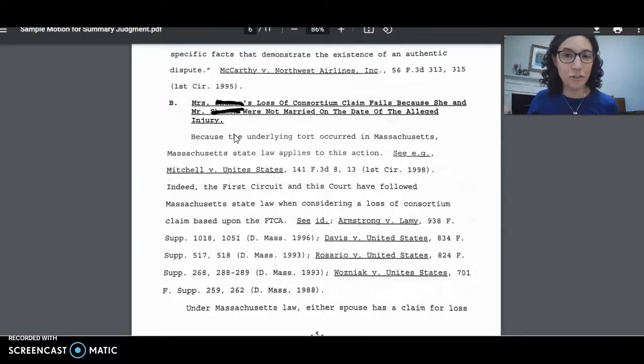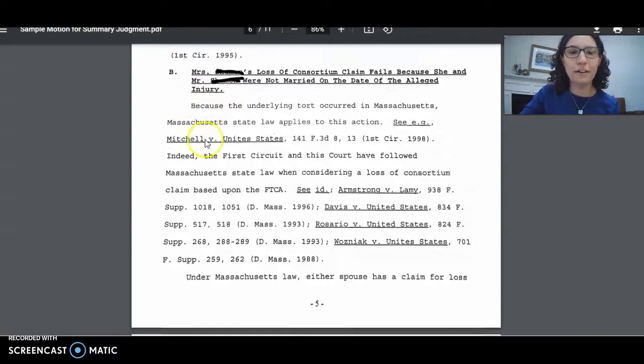So think about that. If you need to, pause it and think about it. Mrs. X's loss of consortium claim fails because she and Mr. X were not married on the date of the alleged injury. Your contention is going to be something like Peter's claim fails because, and you're going to fill that in. That's your main contention. Keep in mind, you will have two contention paragraphs. This person has one long one.